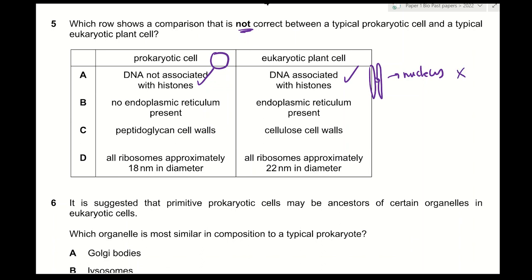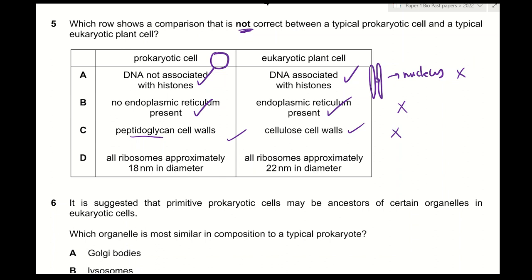B, no endoplasmic reticulum present. Yes, prokaryotic cells don't have any membrane-bound organelles, therefore this is correct. Now, endoplasmic reticulum present, obviously this is correct. We have both rough endoplasmic reticulum and smooth, so this cannot be the answer either. For C, peptidoglycan cell walls and cellulose cell walls. As we all know, in prokaryotic cells, the cell wall is made of peptidoglycan, protein and murein, and in eukaryotic cells, it is cellulose, so this is also correct. And C cannot be correct in this case.